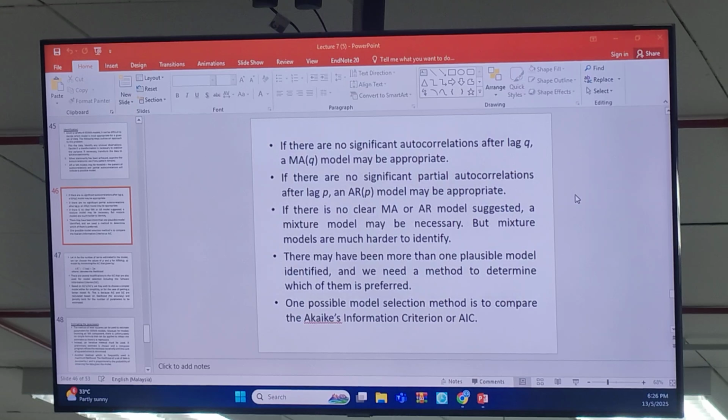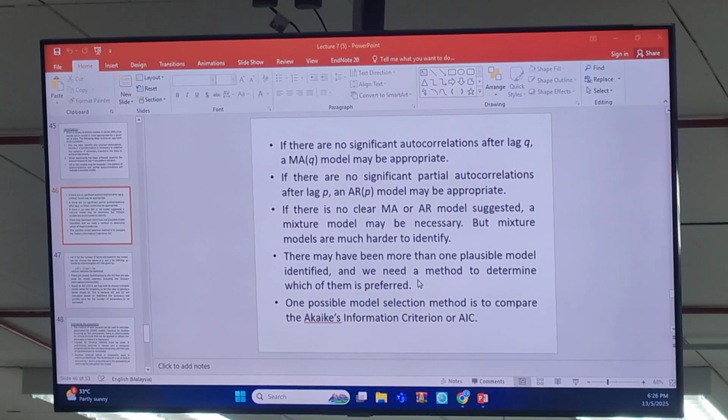If there is no clear MA or AR model suggested, a mixture model may be necessary, but mixture models are much harder to identify. I mentioned before, basically we do not identify an ARMA model by looking at the correlogram. Okay, but we identify the model by comparing the criteria, model selection criteria like AIC or SIC.